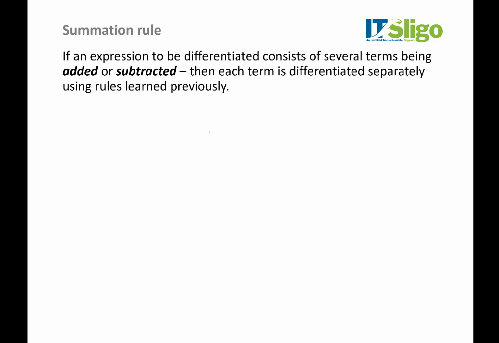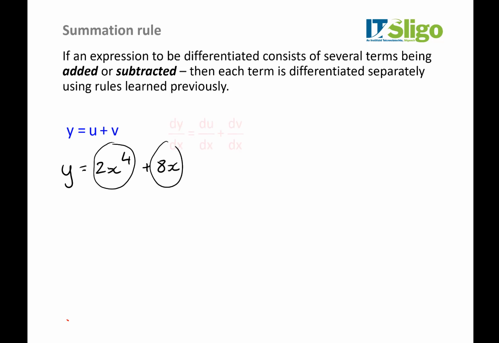If an expression to be differentiated consists of several terms, so here we could have, say, y is equal to 2x to the power of 4 plus 8x. All this rule says, so there's u and there's v, the summation rule simply says we differentiate each bit separately.